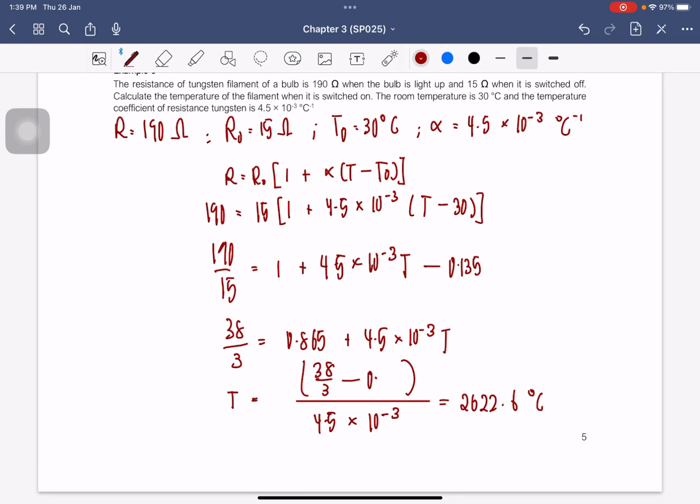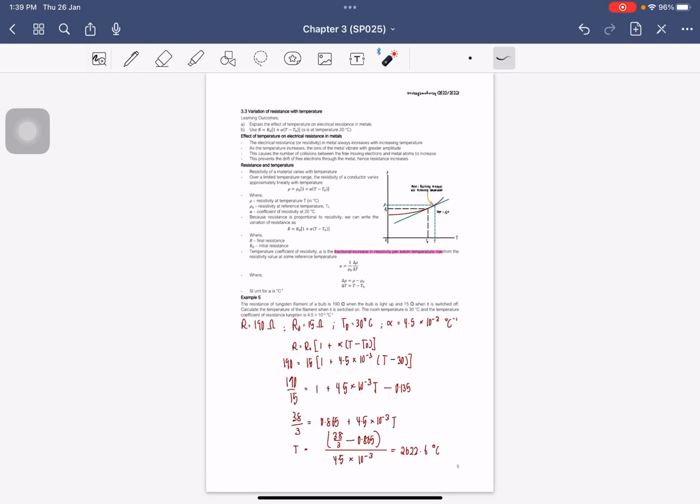Okay? So this one is not really a long solution, but basically there is a lot of maths. Just don't make any careless mistakes at this point here, starting from here basically. Okay, so that is our third subtopic.